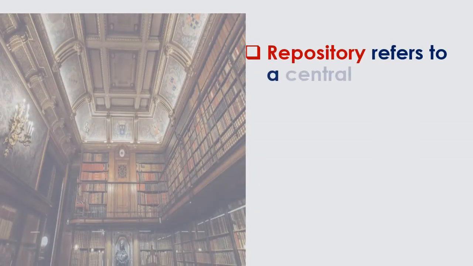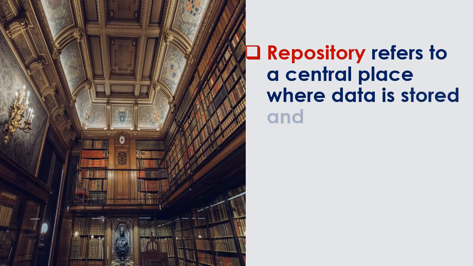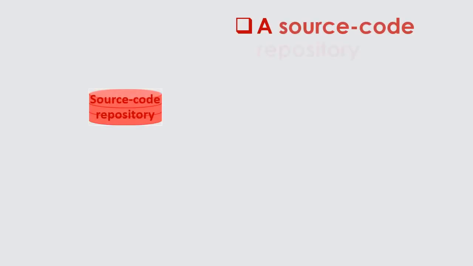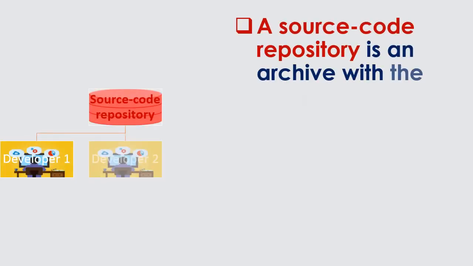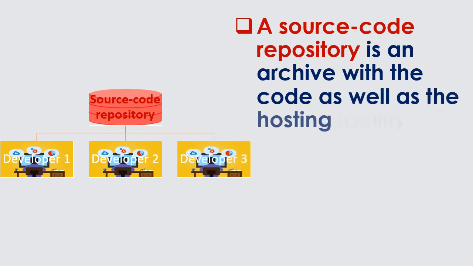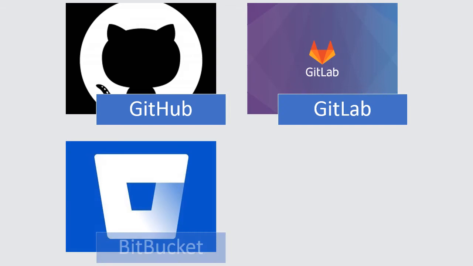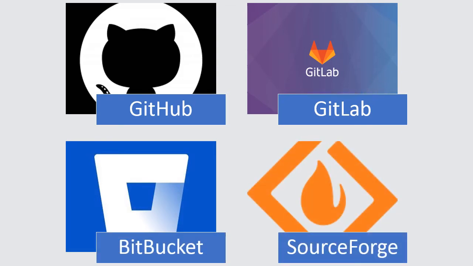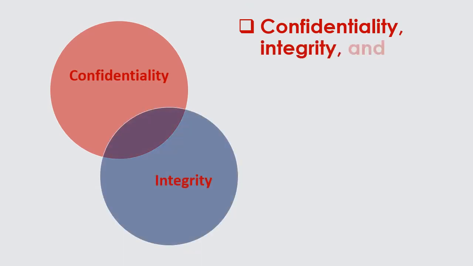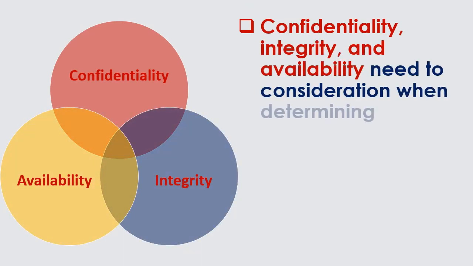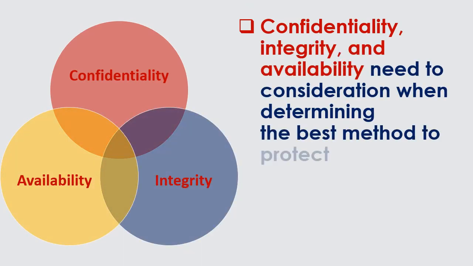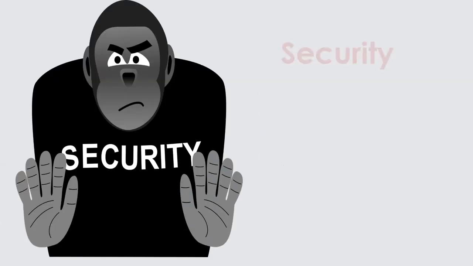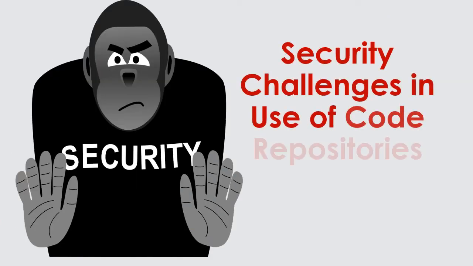Repository refers to a central place where data is stored and maintained. A source code repository is an archive with the code as well as the hosting facility for this software. For source code repositories, including GitHub, GitLab, Bitbucket, SourceForge, and others, confidentiality, integrity, and availability need to be considered when determining the best method to protect your source code. Security challenges in use of code repositories.